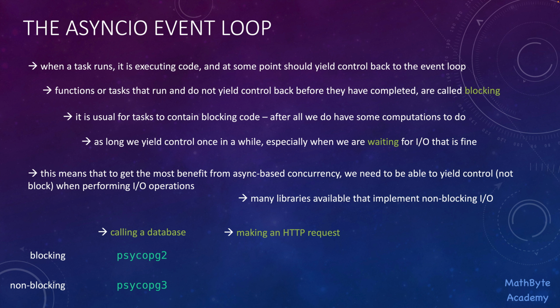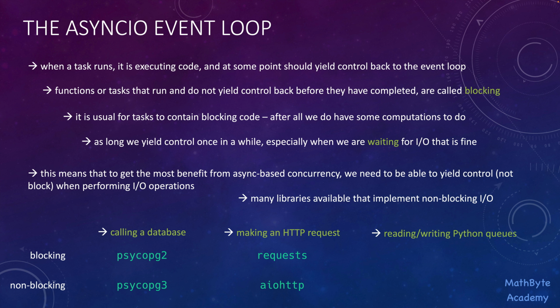Maybe you're making an HTTP request, and if you've been doing that in the past, you most likely have been using the requests library. Again, that is basically a blocking HTTP call, but there is a non-blocking equivalent to requests called aiohttp, Async IO HTTP. That's basically a non-blocking equivalent to the requests library.